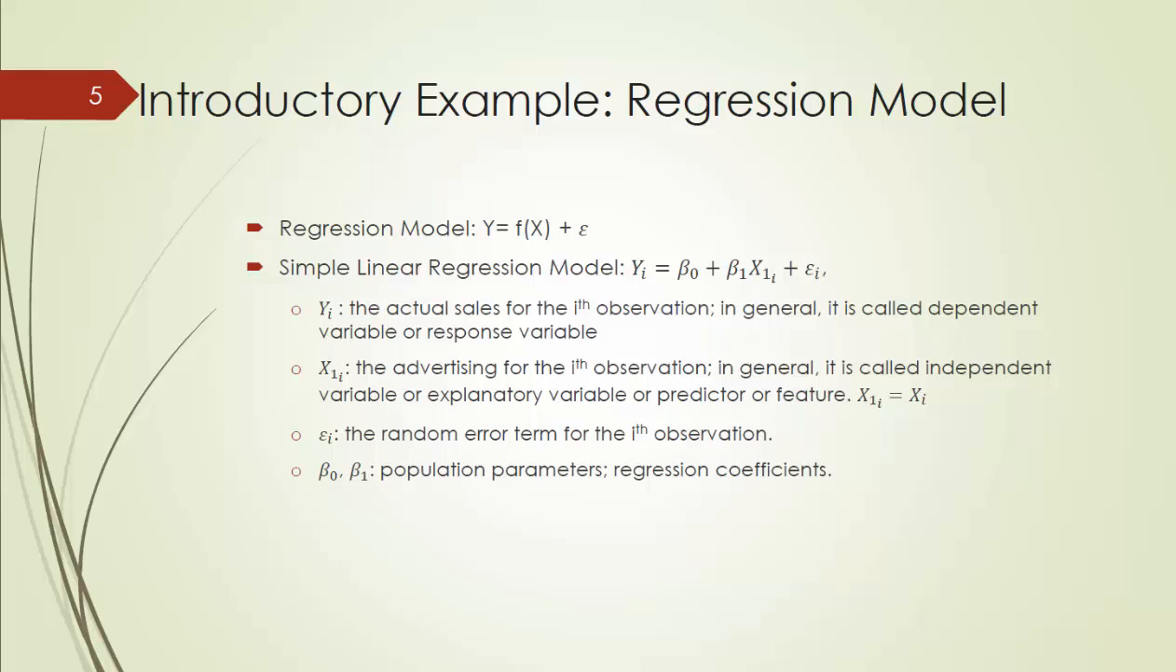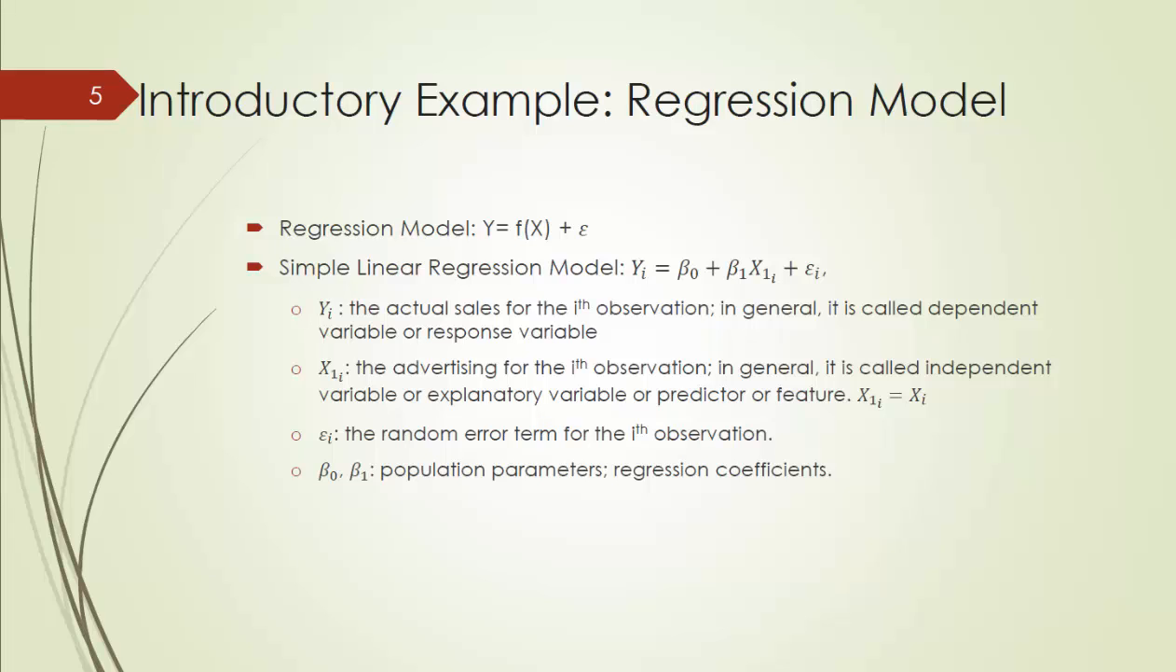In simple linear regression, there's only one predictor or independent variable, so for convenience, we often ignore the subscript 1 and simply write xi. In multiple regression with k predictor variables, we'll then have x1i all the way to xki. Epsilon i is the error term for the ith observation. Because epsilon i is a random variable, yi is also a random variable. Beta 0, beta 1 are called population parameters or regression coefficients.